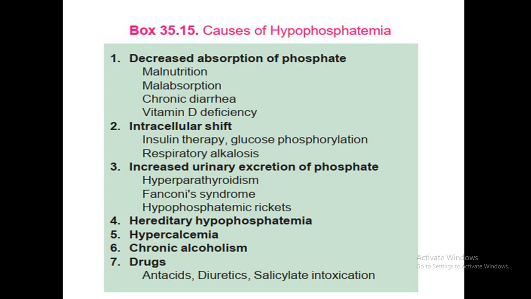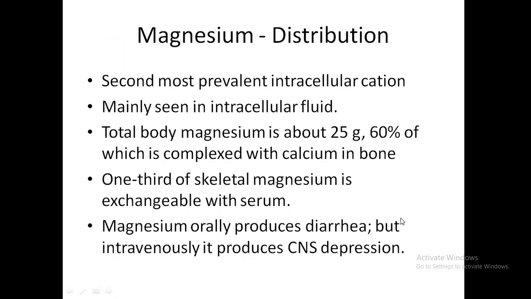And it could also be due to chronic alcoholism, which is an important cause, or hypercalcemia of any cause. As I've told, calcium and phosphate have an inverse relationship, or any case of hereditary hypophosphatemia. Rarely drugs also cause this, like antacids, salicylates, diuretics, etc.